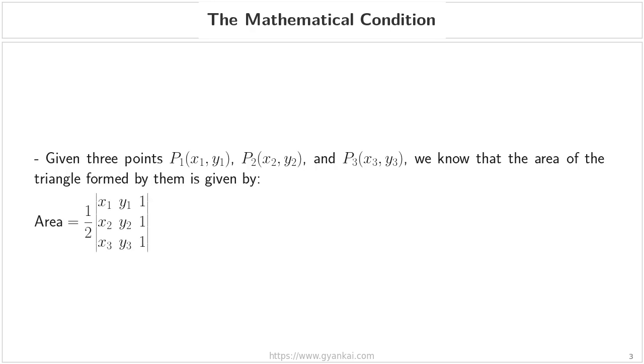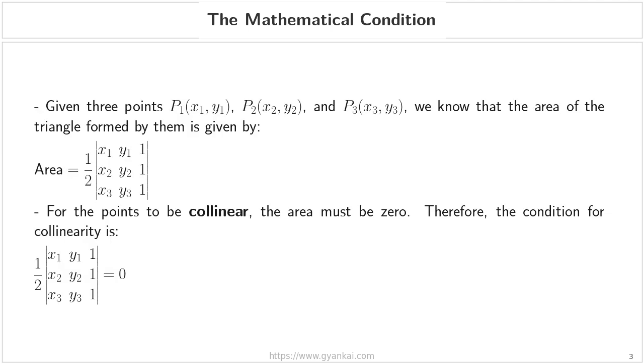The mathematical condition. Suppose we are given 3 specific points, labeled P1 with coordinates x1, y1, P2 with x2, y2, and P3 with x3, y3. As we discussed in our previous lesson, we can calculate the area of the triangle formed by these 3 vertices using a determinant. Specifically, the area is equal to 1/2, multiplied by the determinant of a 3x3 matrix, where the first column contains our x-coordinates, the second column contains our y-coordinates, and the third column is simply a column of 1s.